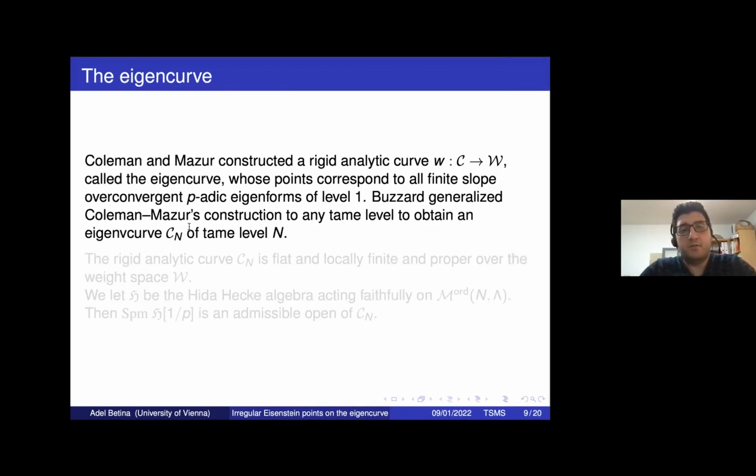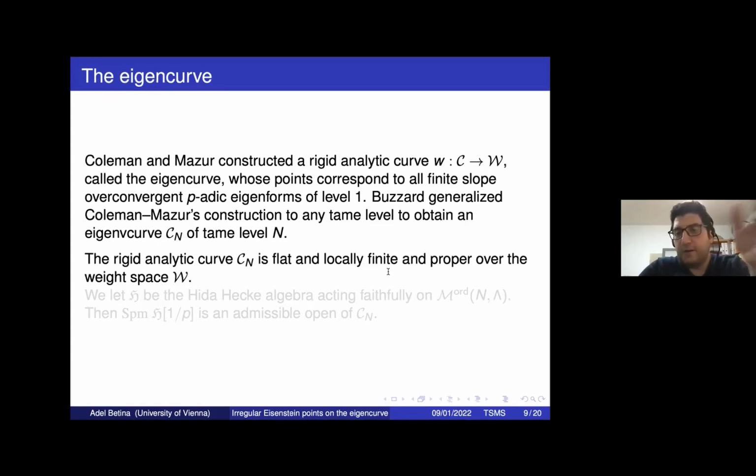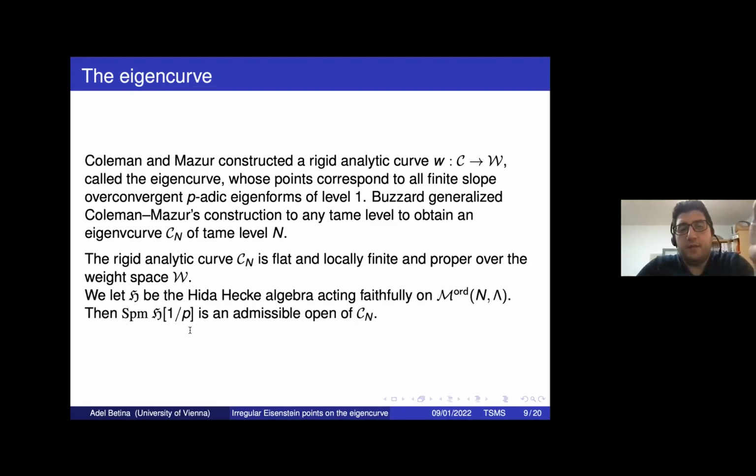And Bazar generalized the Coleman Mazur construction for any tame level, because at the beginning they did it when n equals 1, and then he extended it to any n. And the rigid analytic curve here is flat and locally finite and proper over the weight space. And if you want to compare it with Hida theory, if you take the Hecke algebra, the subring of the endomorphism of M ord generated by TL and UP, this one will be finite flat over lambda. And if you take the rigid generic fiber of it, it will be an admissible open here. So the theory of Coleman includes the theory of Hida.